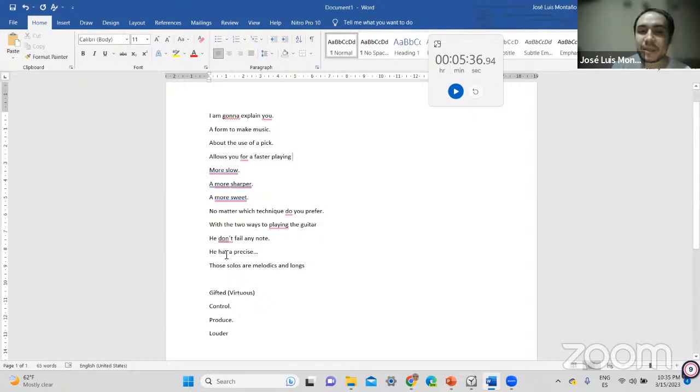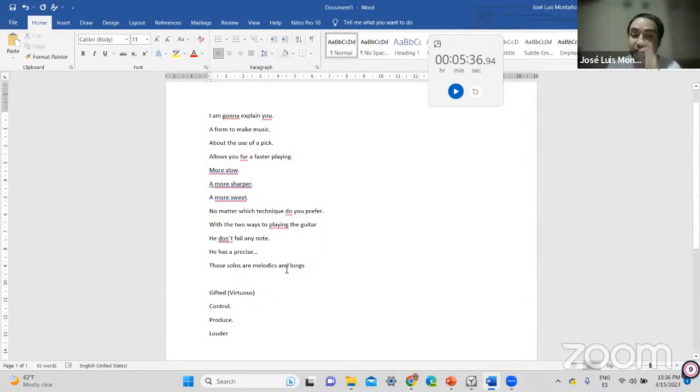Exactly. Then "he has a precise," but you didn't mention the noun. So you have to say "he has a precise playing." Es como tiene una manera de tocar muy precisa. All right, he has a precise playing. So let's repeat that one, please. He has a precise playing.